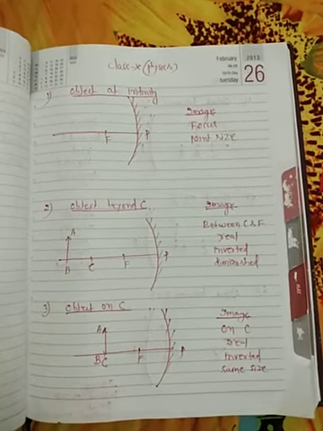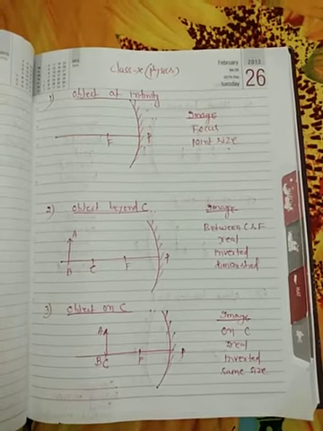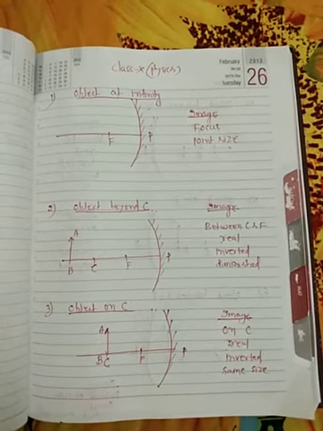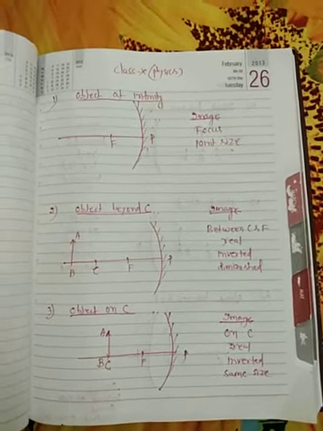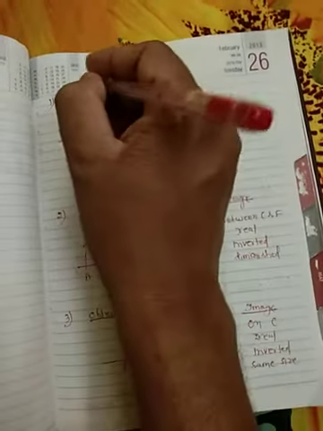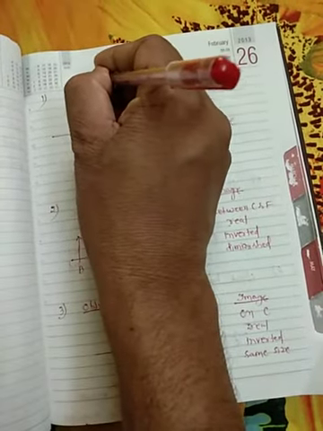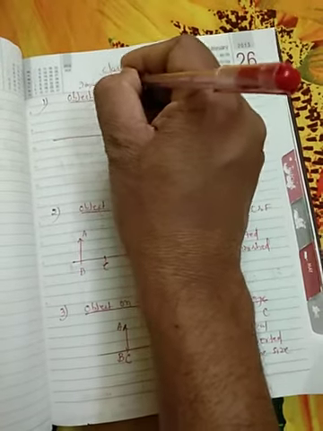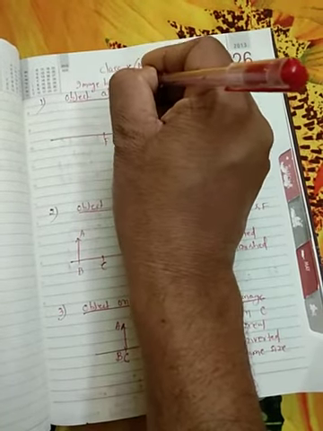And in the last class I showed you 3 fundamental rays of concave mirror. So today we will learn the image formation by concave mirror. Image by concave mirror. You go to the last video.